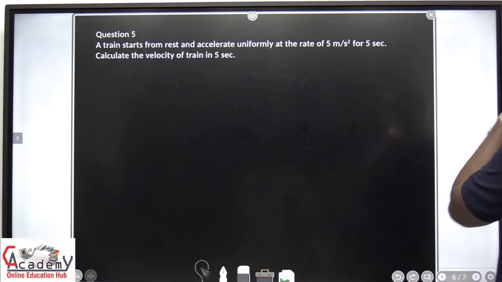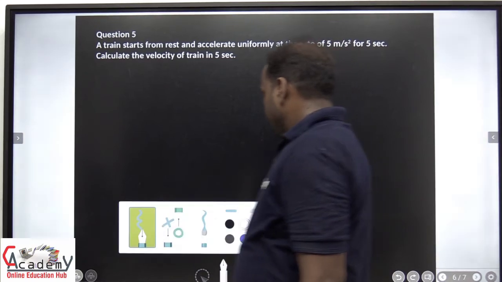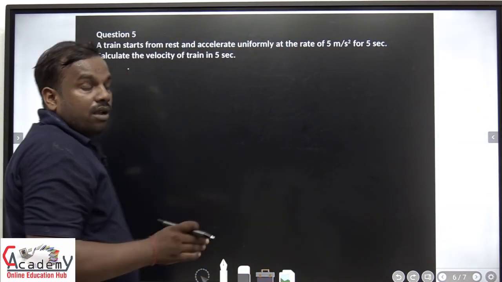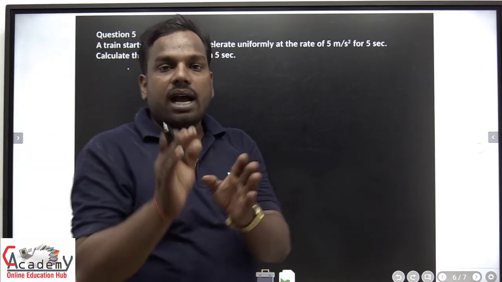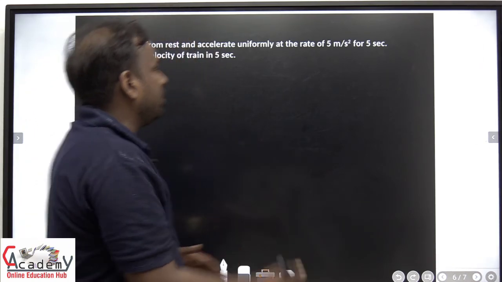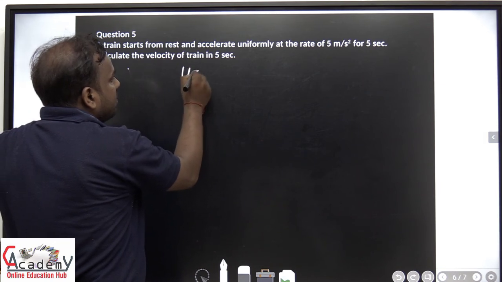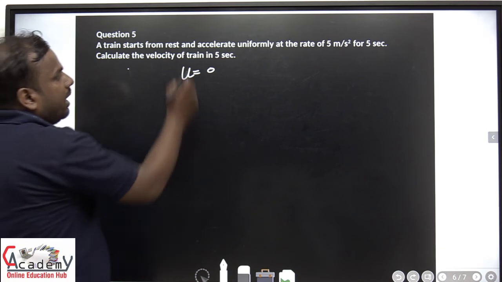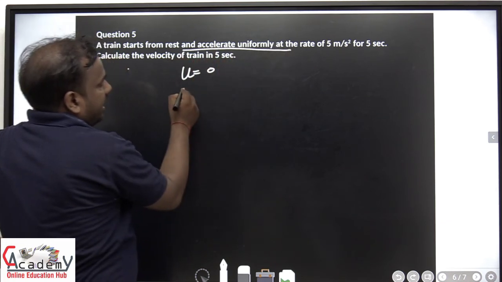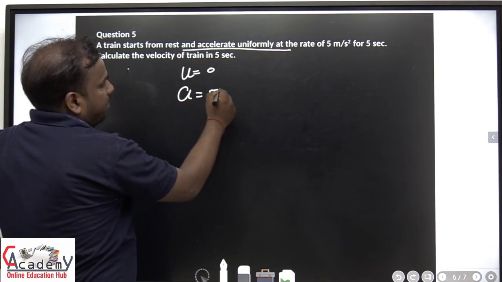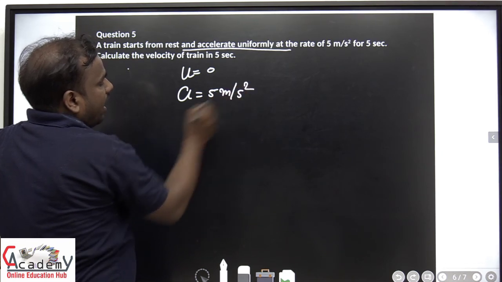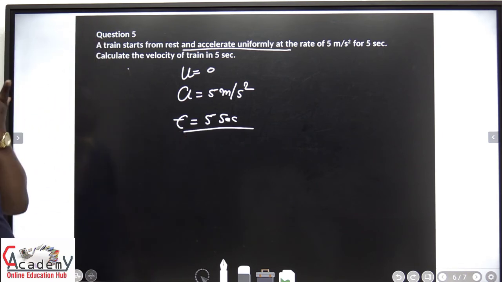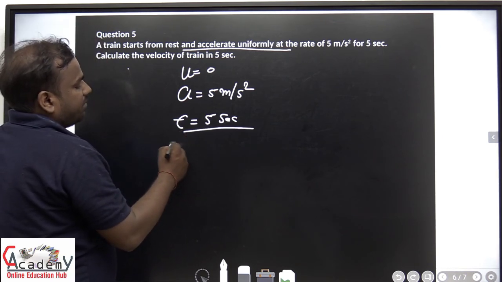Okay, a train starts from rest. Here the train starts from rest, which means when any object starts from rest, the initial velocity of the object is 0. Initial velocity is 0, and it accelerates uniformly, with acceleration 5 meter per second square, in 5 seconds. Calculate the velocity of the train in 5 seconds.